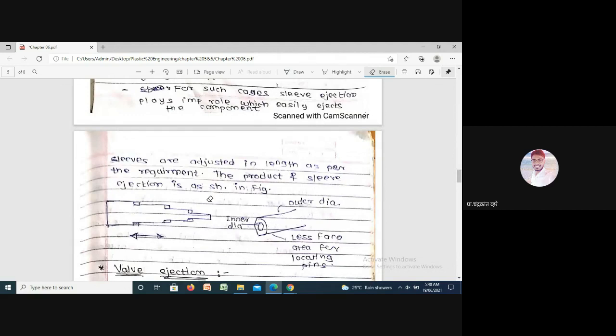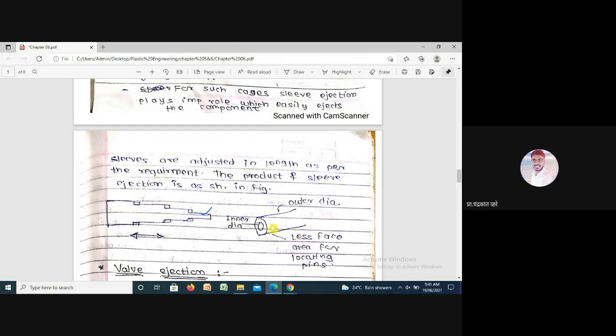This is the part, and this is the ejector. This is a stepped diameter ejector. Suppose this is 5 mm diameter, this is 10, this is 15, this is 20. Stepped diameter.